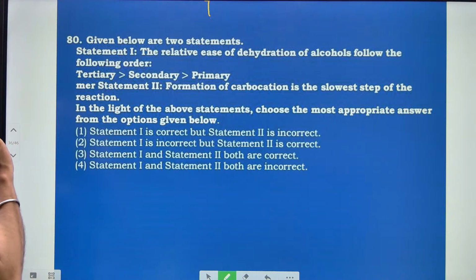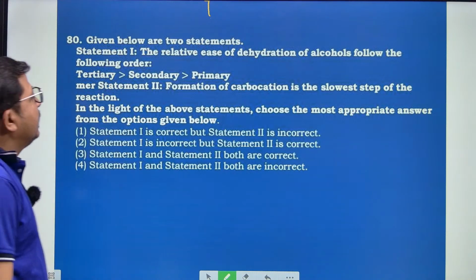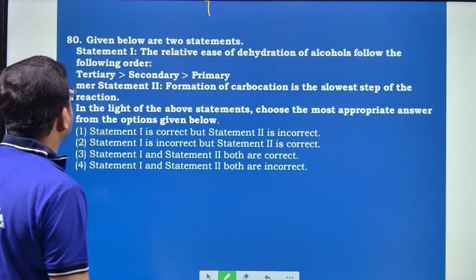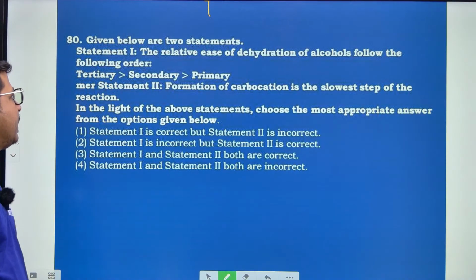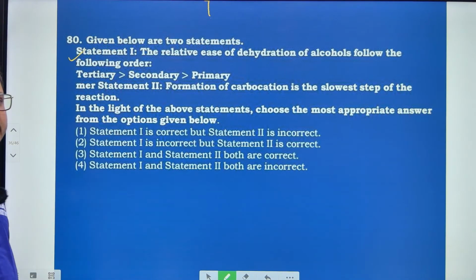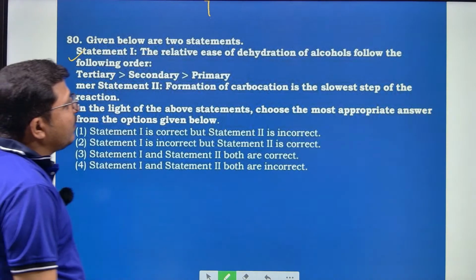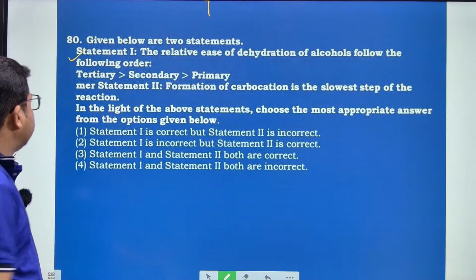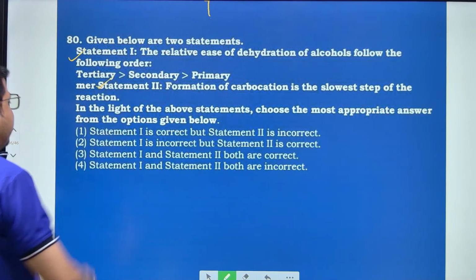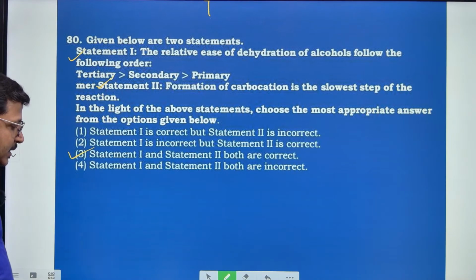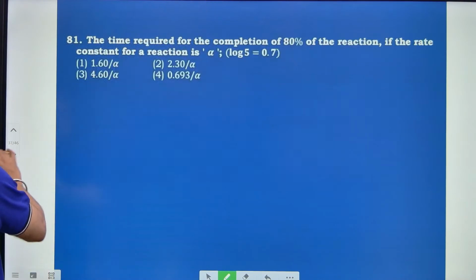Question number 80. Here they have given the relative ease of dehydration of alcohol follows the following order: tertiary greater than secondary greater than primary. The statement is correct. Statement 2, the formation of carbocation is the slowest step for the reaction. This statement is also correct. Hence, option number 3, both statement 1 and statement 2 are correct.